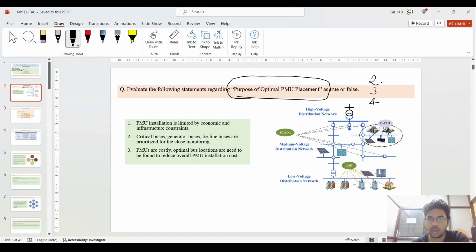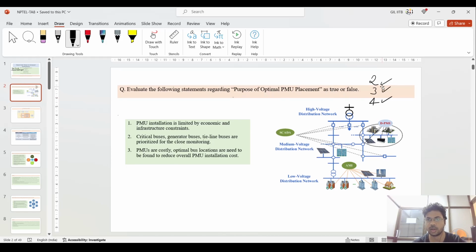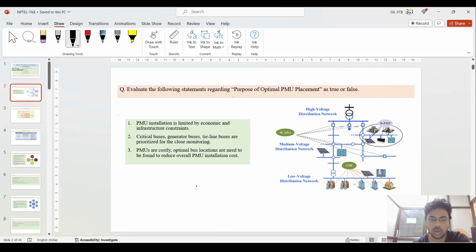I have explained PMU in this tutorial session 2, 3 and 4 also. And what is PMU, how the communication is being stabilized inside of this. And this is the first question. Go through the statements and tell me which statements are correct regarding the optimal placement of PMUs.